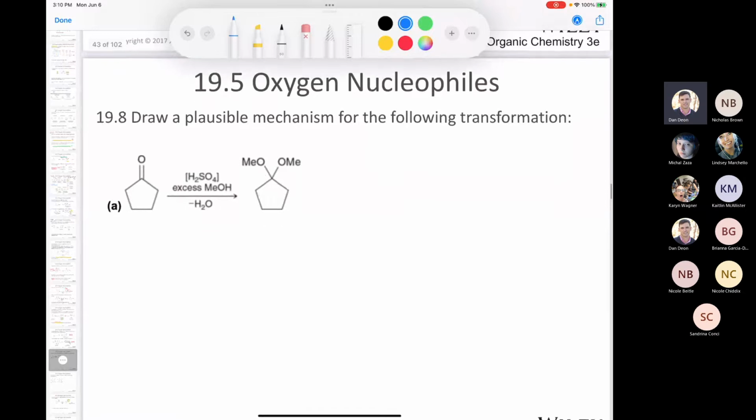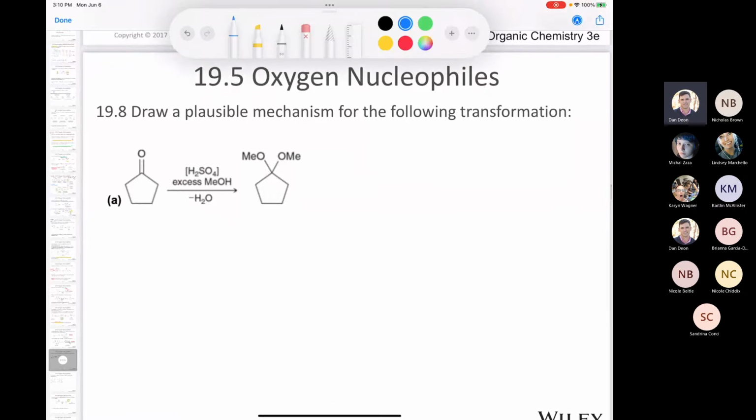Okay, so that covers oxygen nucleophiles. With all that in mind, let's see if we can't draw a mechanism for the formation of an acetal from cyclopentanone. So we have this dimethyl acetal. Don't worry about acetal nomenclature. It's not part of our course, but we end up with, you can call this some kind of dimethyl acetal. And we're starting it with sulfuric acid and methanol.